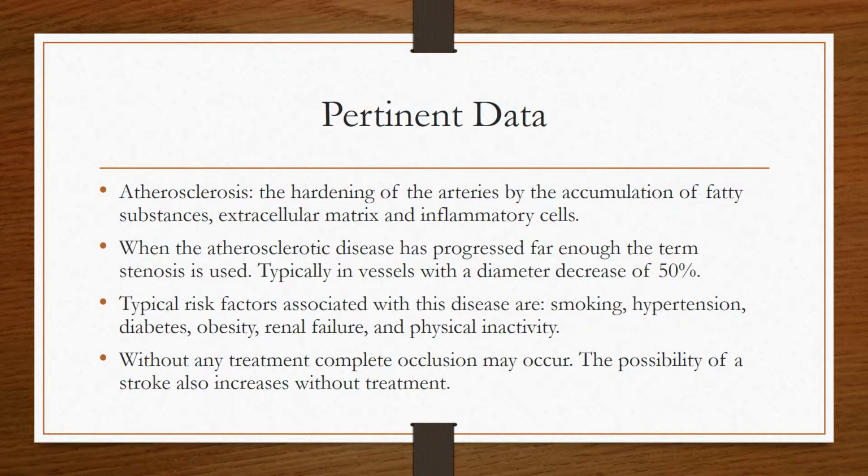So in order to talk about carotid stents, we have to talk about why we would use a carotid stent. So that brings us to atherosclerosis, which is the hardening of the arteries by the accumulation of fatty substances, extracellular matrix, and inflammatory cells. Once the atherosclerotic disease has progressed far enough, the term stenosis is used, and that usually occurs when the diameter has decreased by 50%. So according to his ultrasound, you would say that his vessels were stenosed.